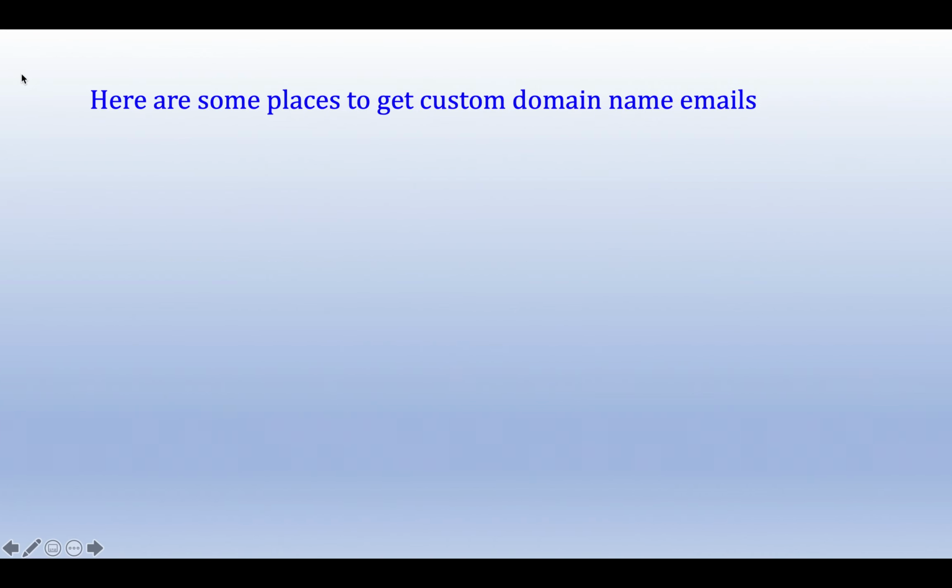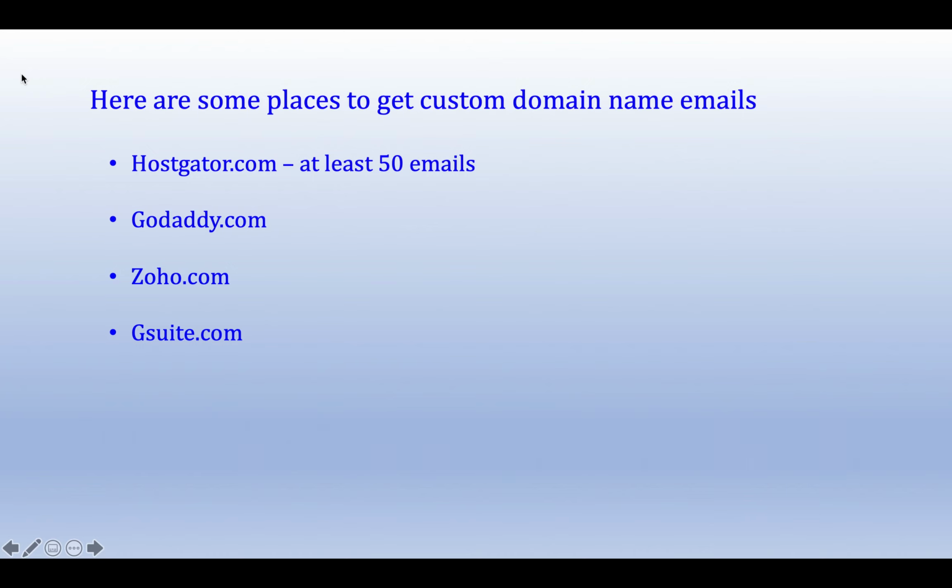Here are some places to get custom domain name emails. HostGator, they give about, I think, at least 50 emails, even maybe more. Just custom domain, whatever you want. You create them. GoDaddy, Zoho, G Suite, all have them. HostGator, like I said, about 50. GoDaddy, I don't know, I think you purchase per email address. Zoho, G Suite, same thing.